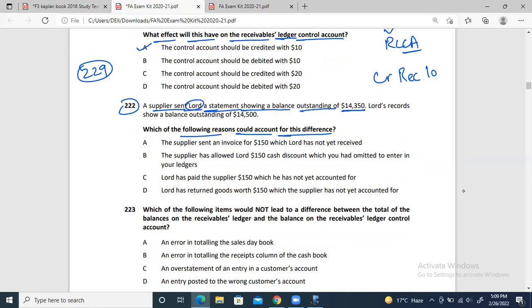So over here, Lord is the customer and the supplier is basically the payable, which is over here. Now, Lord's records show a balance outstanding of 14,500. So the customer's book is showing a payable of 14,500, but in the supplier's book, it's showing a receivable of 14,350, right? So there is a difference between both. Now, this is a trial and error based method.